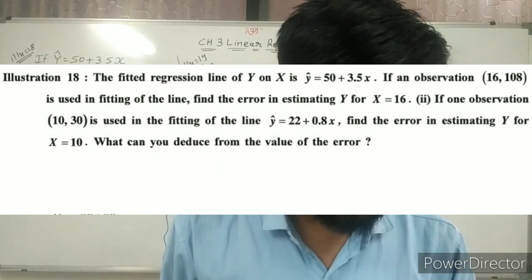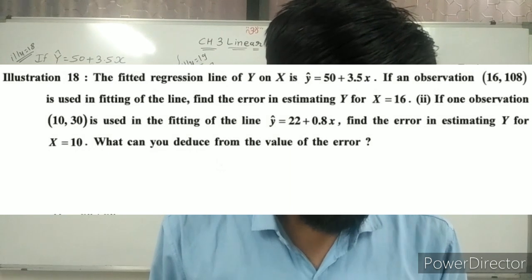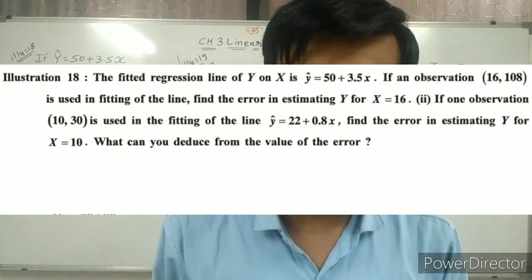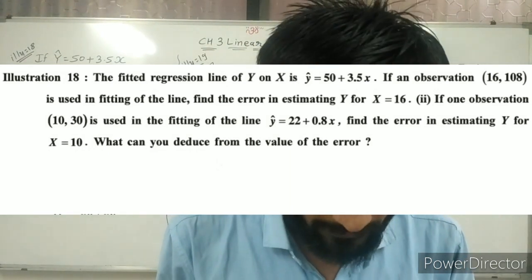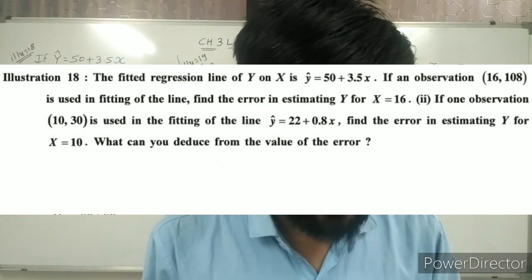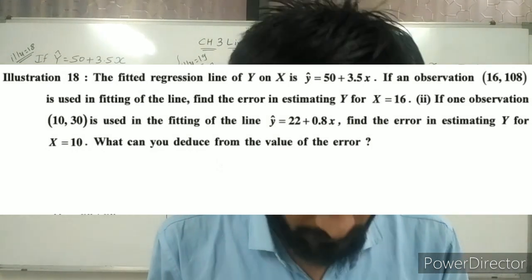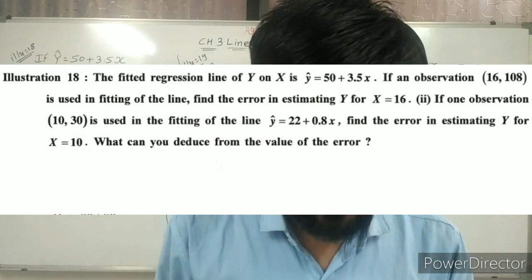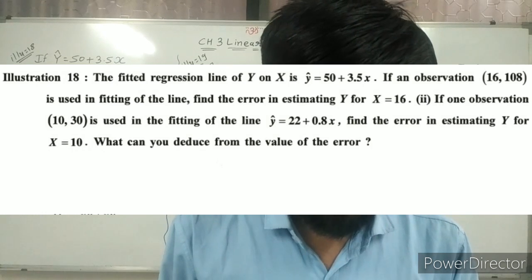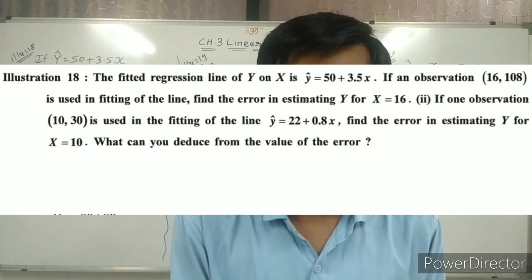The fitted regression line of y on x is y cap is equal to 50 plus 3.5x. If an observation 16, 108 is used in fitting the line, find the error in estimating y for x is equal to 16. Now this is the first question.